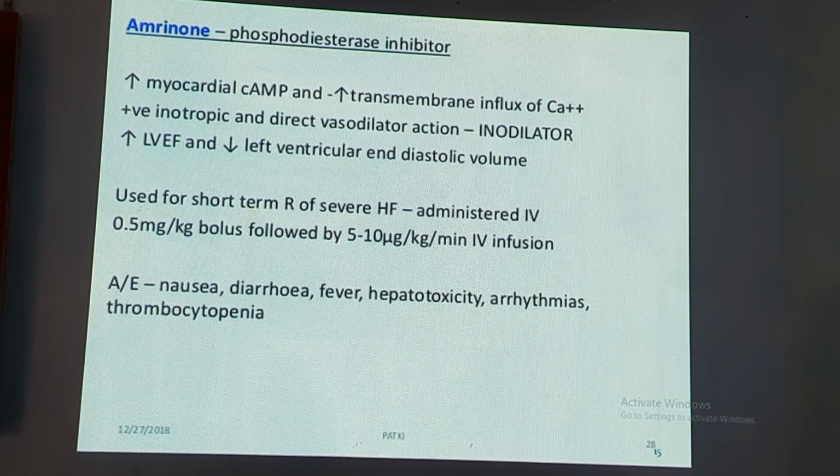Used for short-term reversal or treatment of severe heart failure, administered intravenously. Dose being 0.5 mg per kg bolus followed by 5 to 10 microgram per kg per minute as IV infusion. Adverse effects are nausea, diarrhea, fever, hepatotoxicity, arrhythmias and thrombocytopenia.